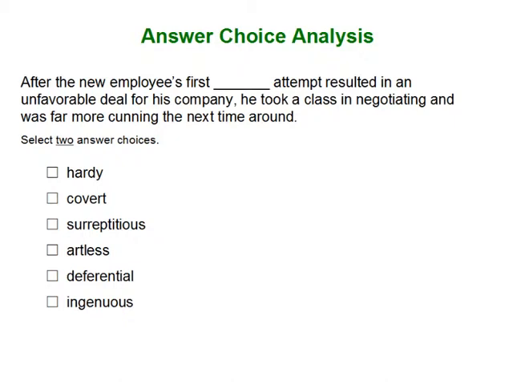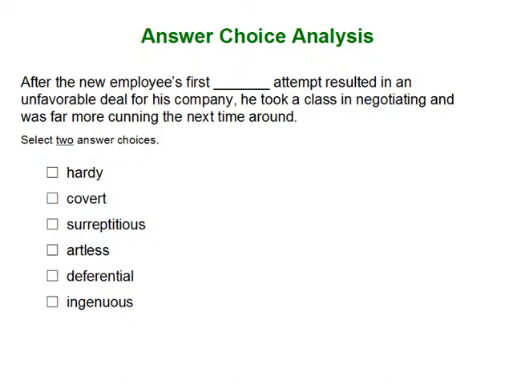Now we might notice that there are some pivots here. Time pivots are very common. After this happened, something else different happened. So he had a first blank attempt and it resulted in an unfavorable deal. So he had a bad first attempt, then he took a class and he was far more cunning the next time around. This is also a great opportunity for us to recycle if we want to.